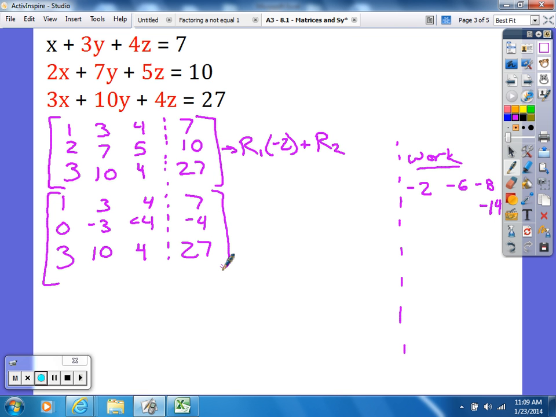Back up. Would that middle 3 be a 1? Yep. I messed up a few of my numbers there. I looked over too far. 7 and negative 6 make 1. 5 and negative 8 make negative 3. 10 and negative 14 make negative 4. There we go. Is that better for you guys?